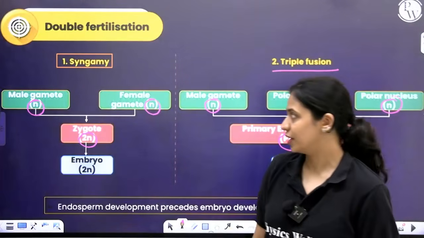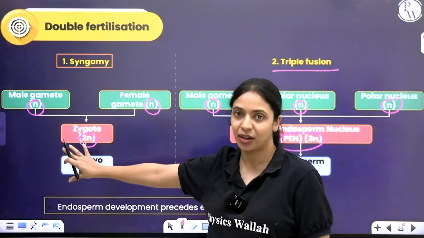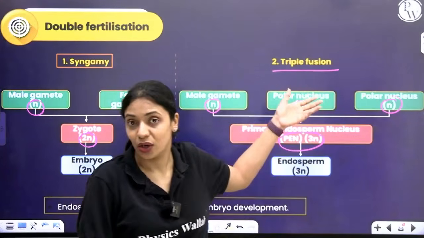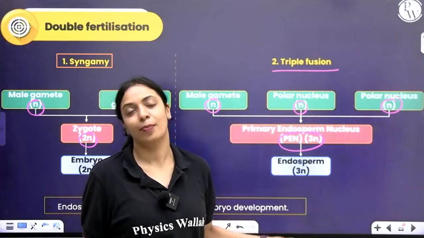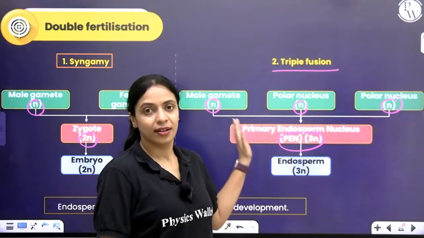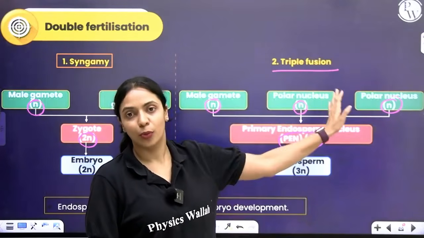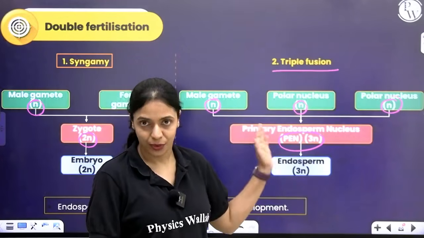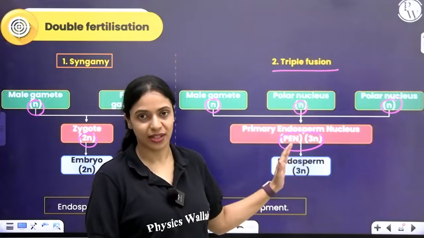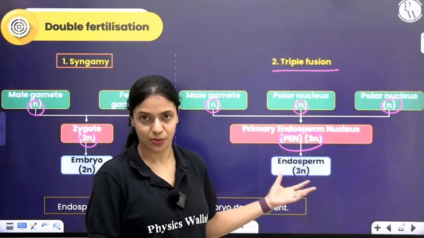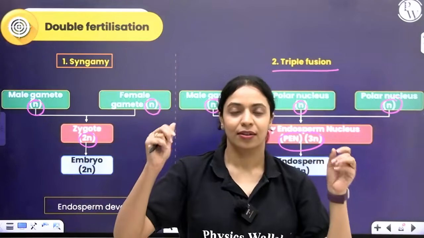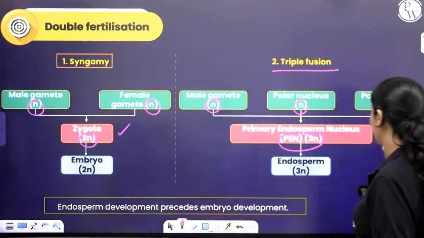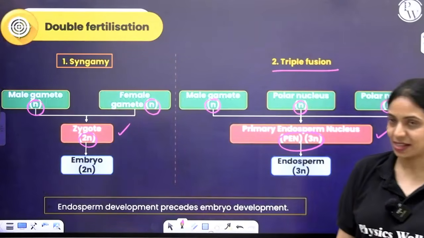So during double fertilization, syngamy is happening, its product is the zygote, and it develops into the embryo. Triple fusion is happening. Why are we calling this triple fusion? Because three haploid nuclei are involved in it. The one male gamete and two polar nuclei, all of them are haploid, and will give rise to a triploid primary endosperm nucleus, which will undergo mitotic cell divisions to give rise to the endosperm. So both of these fusion events will happen simultaneously. The formation of the zygote and the formation of the primary endosperm nucleus will happen simultaneously.